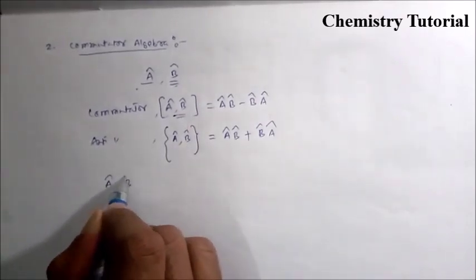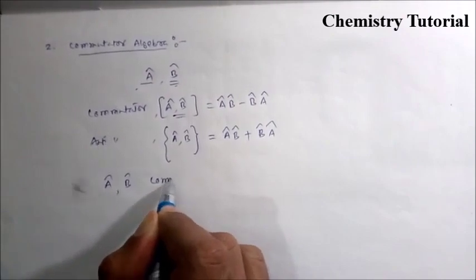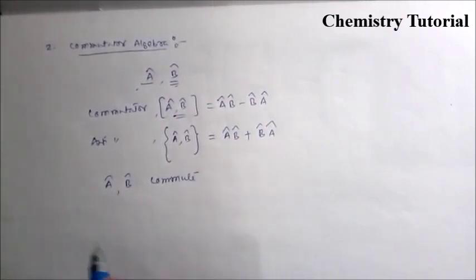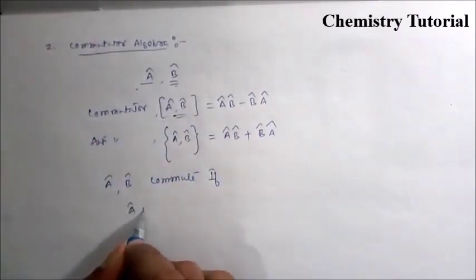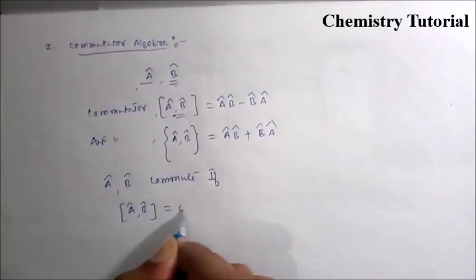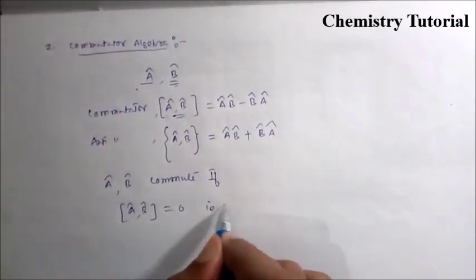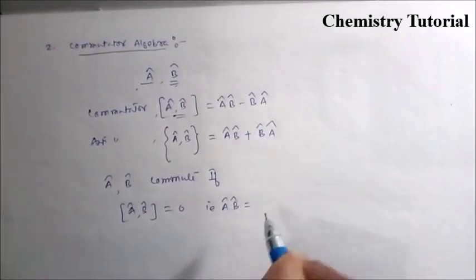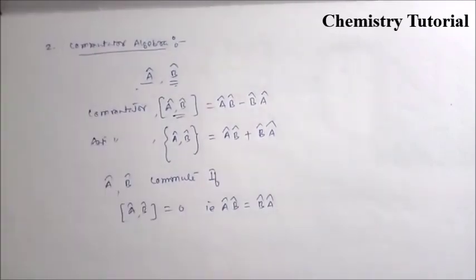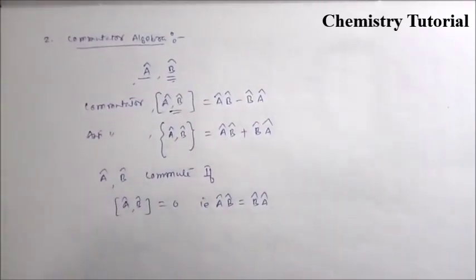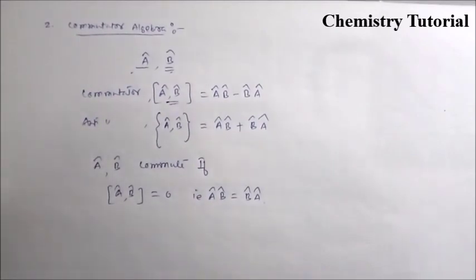Two operators A and B commute, we can say these two operators commute only if the commutator of A and B is equal to 0, that is, A cap into B cap equals B cap into A cap. Okay, in commutator algebra there are some properties also. Let us see what the properties are.